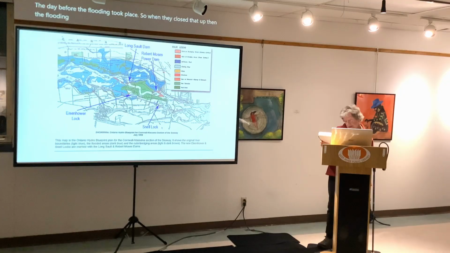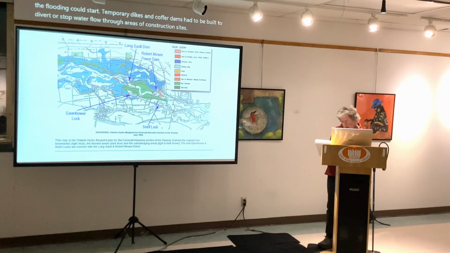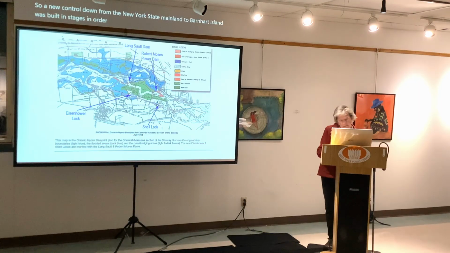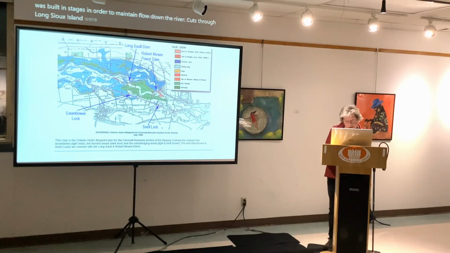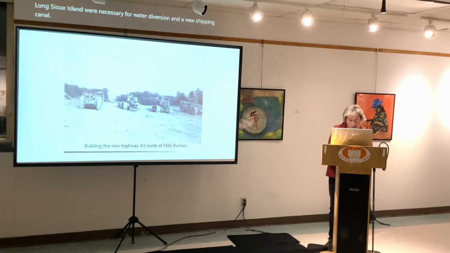Temporary dikes and cofferdams had to be built to divert or stop water flow through areas of construction sites. A new control dam from New York State mainland to Barnhart Island was built in stages in order to maintain flow down the river. Cuts through Long Sault Island were necessary for water diversion and a new shipping canal. So there's the construction.